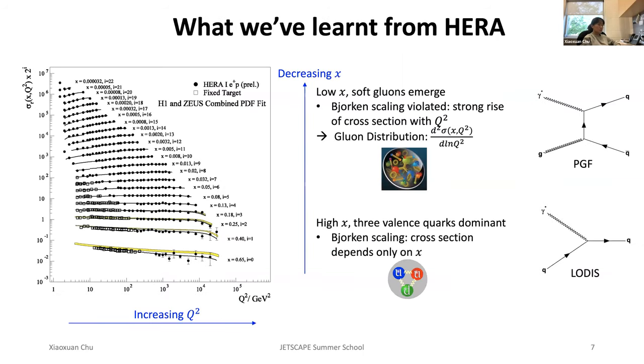And then from the first EP collider in the world, HERA, what we learned about this collinear parton distribution function from HERA data. In the left-hand side plot, the measured cross section is presented as a function of Q square and x. You can see at a relatively high x regime, the measured cross section is almost independent of Q square, and we call it Bjorken scaling. And in this regime, the proton is dominated by the three valence quarks. If we access the low x regime, more and more soft gluons emerge. And we see the measured cross section increases as Q square increases. So this evolution in Q square is generated by the gluon distributions.